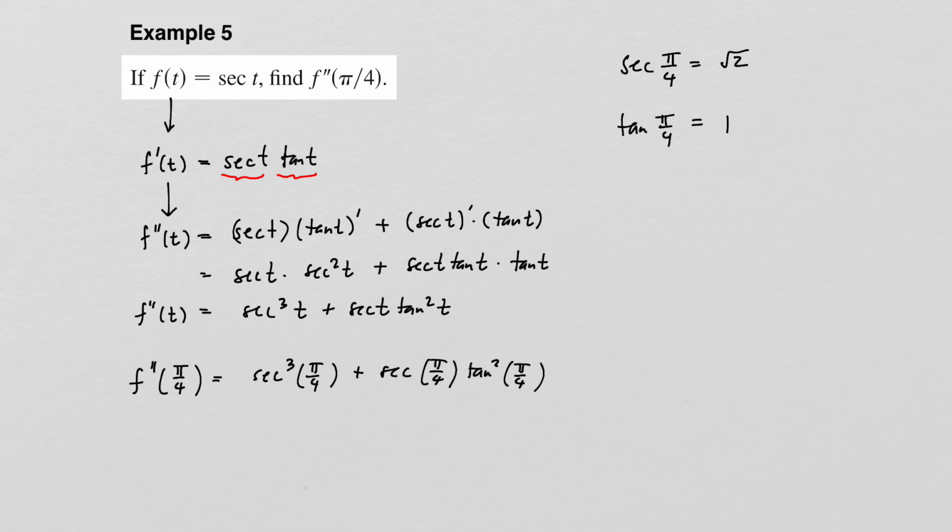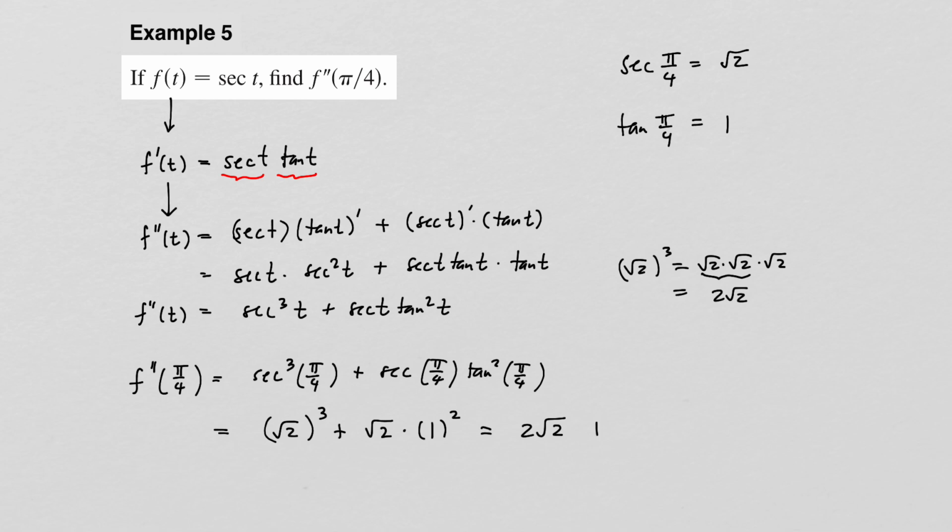So let's finish this. Secant of pi over 4 is the square root of 2, and then we have to cube that because it's secant cubed, plus secant of pi over 4, again, is square root of 2, and then tangent of pi over 4 is 1, and we are squaring that. So what you have here is radical 2 cubed, which is radical 2 times radical 2 times radical 2. Radical 2 times radical 2 is 2, and so we can think of this as 2 radical 2, plus radical 2 times 1 squared, which is radical 2. This is 2 radical 2 plus 1 radical 2, which is 3 radical 2.